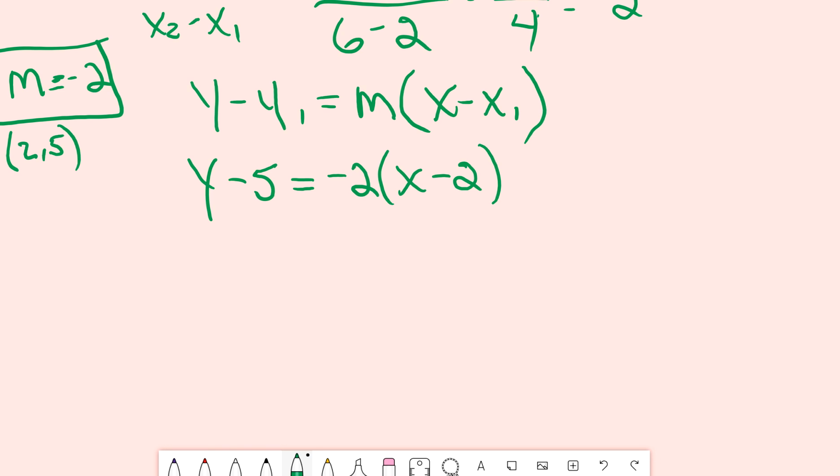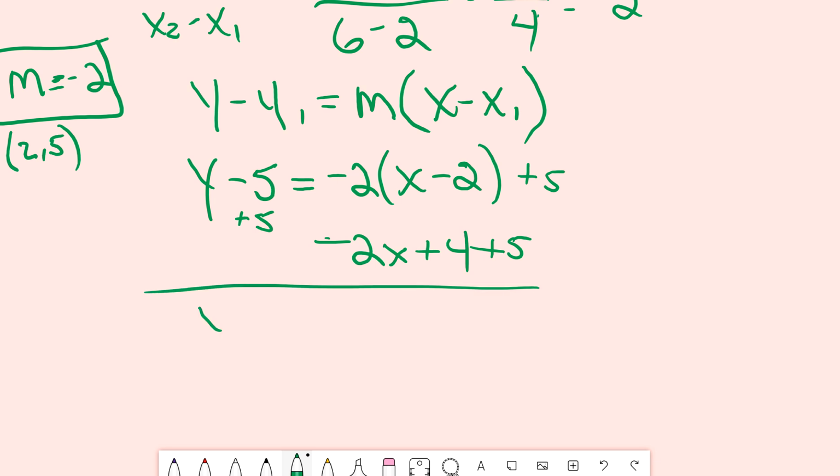All right, so let's distribute. I got negative 2x plus 4. Okay, and then I'm going to add 5 to both sides. Add 5 to both sides. Now, I'll bring down my y. This is 0, so I don't have to write anything. And I've got, what? Negative 2x plus 9. And this is the equation of the line that I'm looking for.